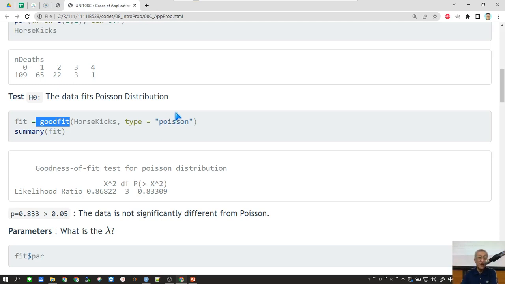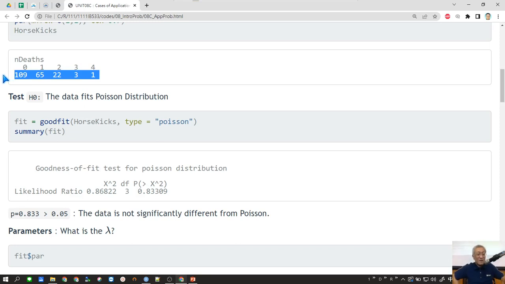Like all hypothesis testing, there's a p-value. If the p-value is less than 0.05, then we will say that this data is significantly different from Poisson. In this case, the p-value is actually quite large, so we say that it's not different from Poisson. So we can treat the data as a Poisson.